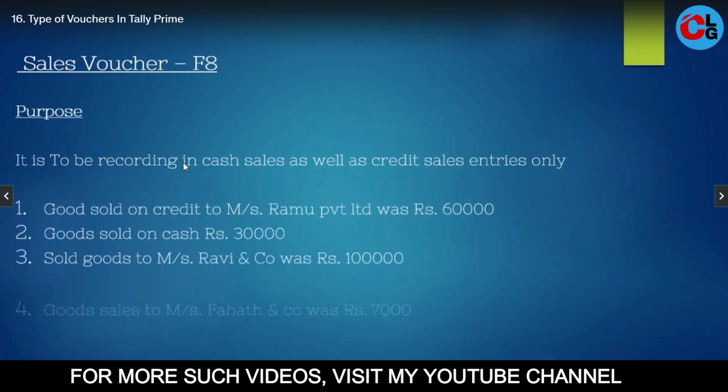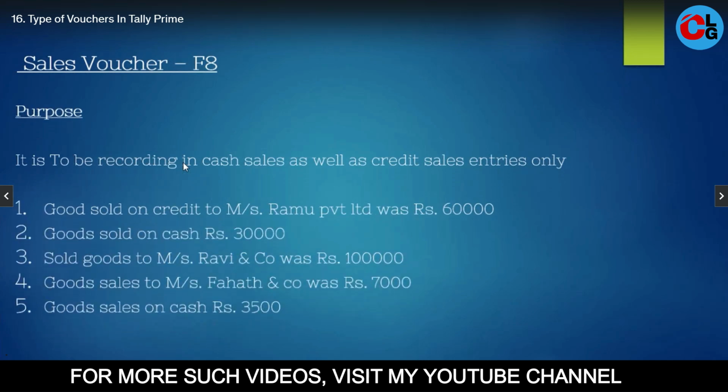The sales voucher is used for recording cash sales as well as credit sales. Cash sale and credit sale only we can use the sales voucher. The shortcut key is F8 and the transactions we can use are goods sold on credit to MS Ramu Private Limited 60,000, goods sold on cash 30,000, sold goods to Ravi Co 100,000, goods sale to Mr. Fahad Co was 7,000, goods sales on cash 3,500.